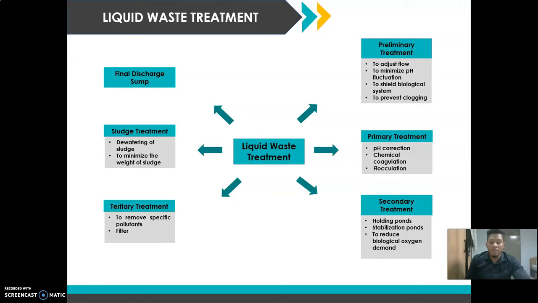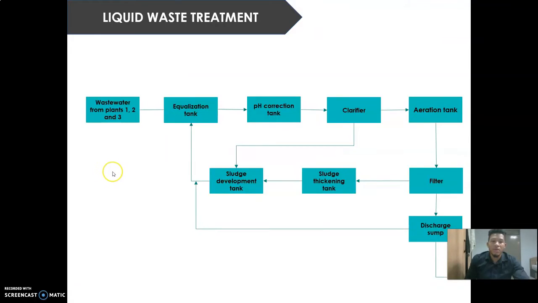In the discharge sump, there are pH and temperature sensors, and the wastewater will only be discharged after the parameters are complying with the regulations. So the wastewater will come from plant 1, 2, and 3, and will go through all these unit operations until the final discharge sump, where it will be discharged to the environment only if the parameters are complying with the regulations.